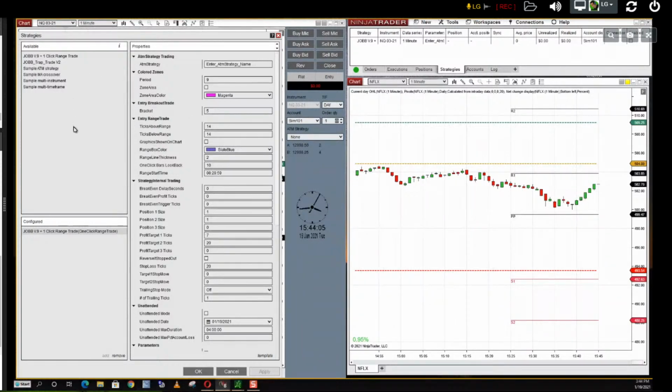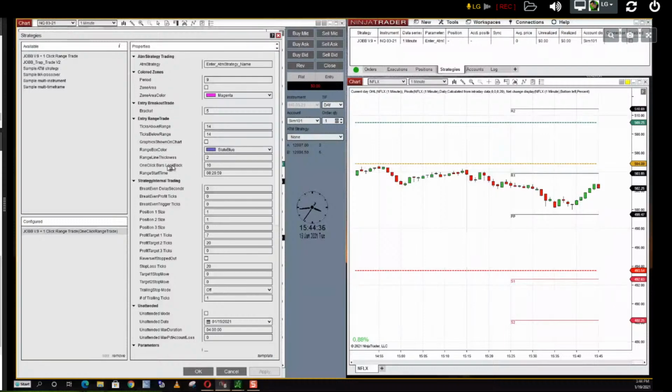So the strategy settings that I'm going to use that are important. The ticks above the range I have set for 14. What that means is the current price at 4 o'clock or 10 seconds after 4, my orders are going to be 14 ticks above the current price. Normally there's a much bigger move than 14 ticks with Netflix.